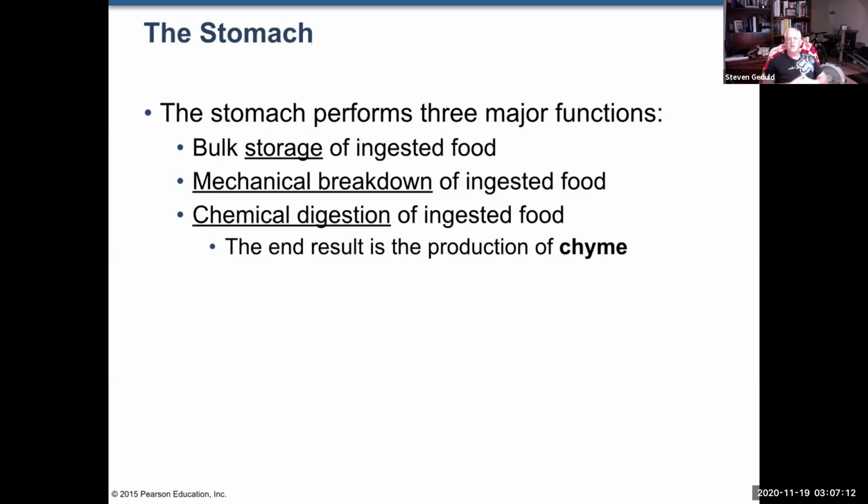Second, the mechanical breakdown of ingested food. It starts to move. It starts to mechanically disrupt the food and break it down by forcing it against one another by muscular contractions. And third, you get chemical digestion. Your stomach starts to release a lot of chemicals. I mean, saliva releases amylase and helps break down carbohydrates, but that's just the very beginning. The stomach releases a lot more. So the end result of the storage, the mechanical breakdown and the chemical digestion, is what's called chyme. Chyme is what leaves the stomach. That's what the mass, the bolus of food, is called after it's mechanically broken down and chemical digestion has begun. It's called chyme.